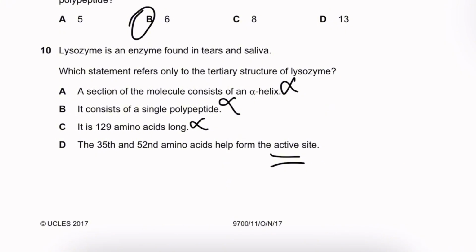Now some students may look at this and get confused. Is this referring to primary structure? But literally it's the only answer that actually refers to tertiary structure, so D.